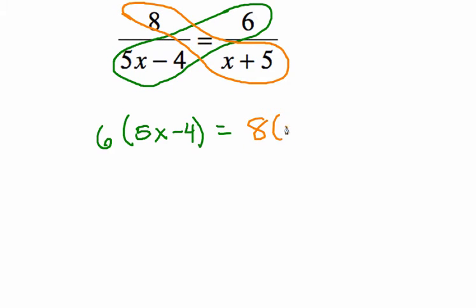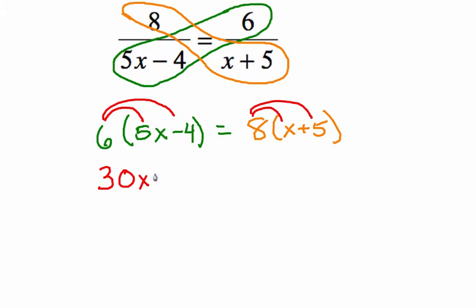So 8 times the quantity x plus 5. So let's see here. I'm going to distribute on both sides. So first on the left, the 6 needs to get distributed. So I'll have 30x from the 6 times 5x, and then 6 times a negative 4 will get us negative 24. So 30x minus 24 is what we have on the left.